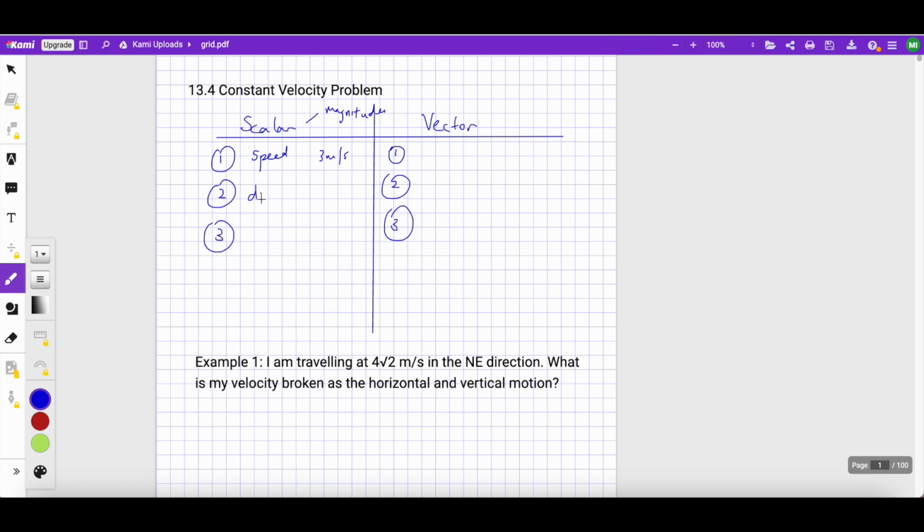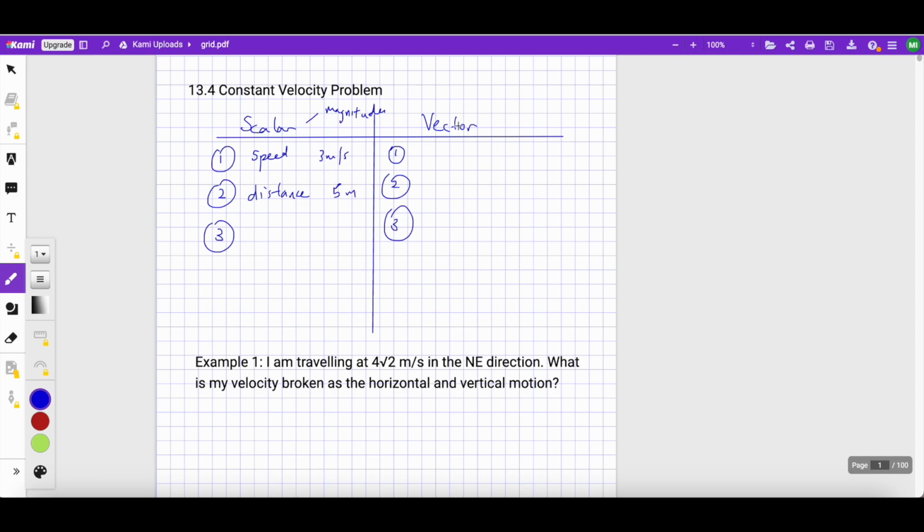Other things, for example, distance. Distance has no direction. It just says 2 meters, 3 meters, and so on. Whether it's to the left or to the right doesn't really say anything. So it is just a form of scalar quantity.